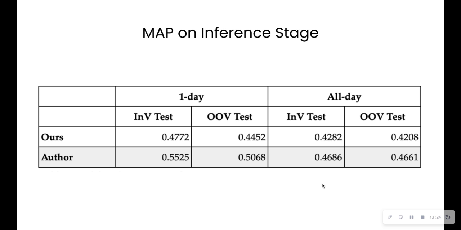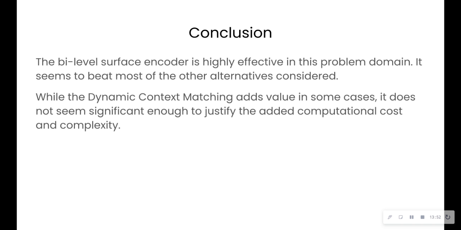When it comes to the inference stage metrics, again, the authors outperform all of our metrics consistently, and in some cases by huge margins. But again, all of our results are better than the baselines that the authors mentioned. So again, the magnitude of the improvement might not hold. It might be exaggerated, but it's definitely valuable in this domain.